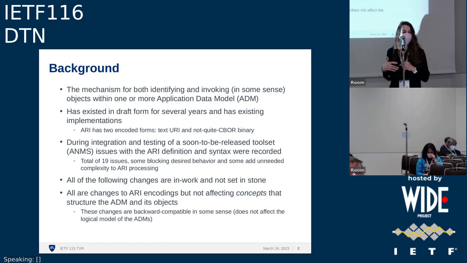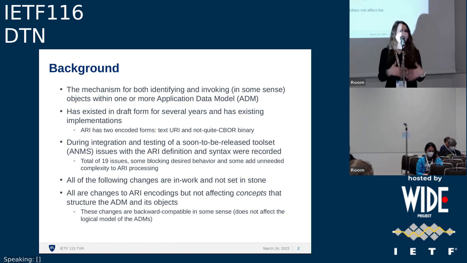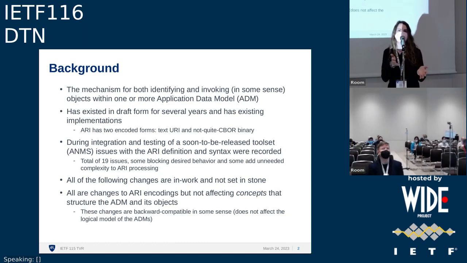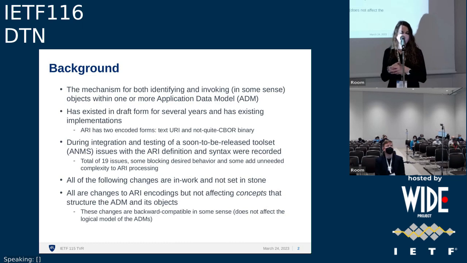To introduce this, the ARI is a part of the DTN management architecture ecosystem. It's the mechanism that we use to identify and invoke objects within the ADM, the application data model. The ARI draft has been out for a couple years. That's resulted in several implementations. And in implementing that draft, there's been identification of some ambiguities, as well as some inefficiencies in that syntax that Brian's updates are focused on fixing.